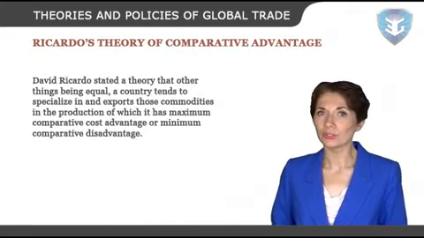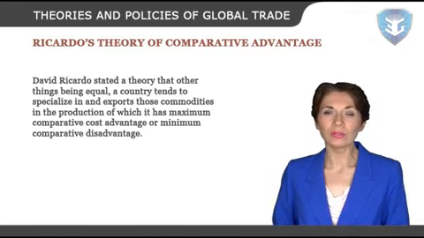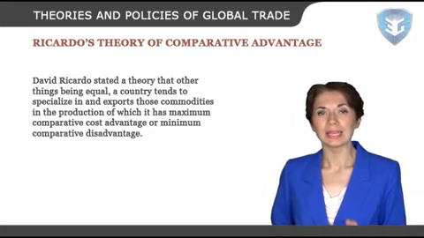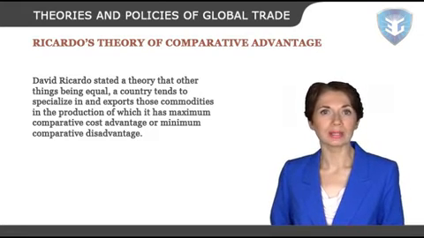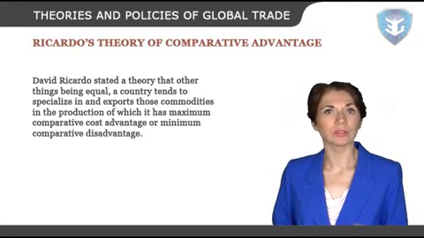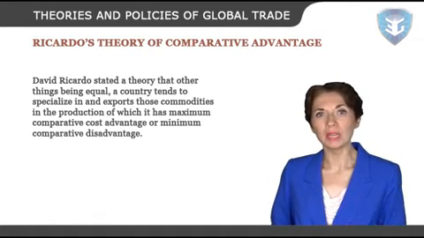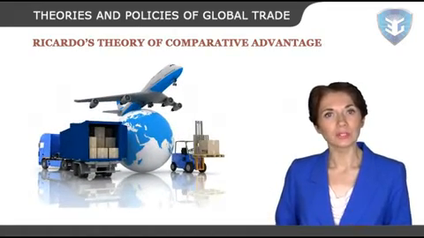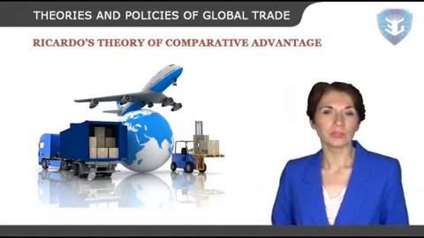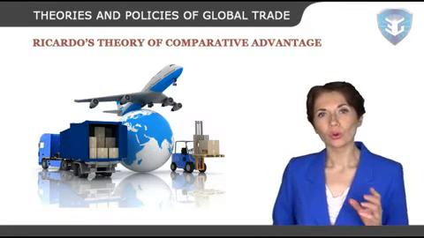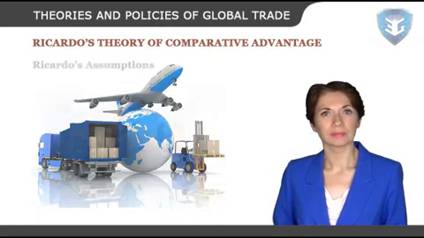David Ricardo stated a theory that, other things being equal, a country tends to specialize in and export those commodities in the production of which it has maximum comparative cost advantage or minimum comparative disadvantage. Similarly, the country's imports will be of goods having relatively less comparative cost advantage or greater disadvantage.